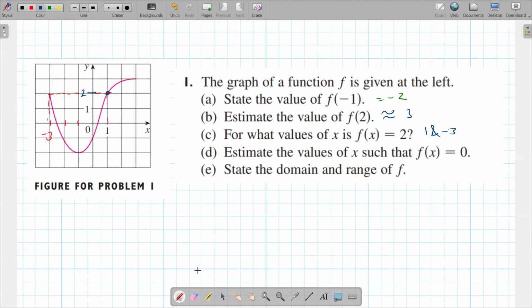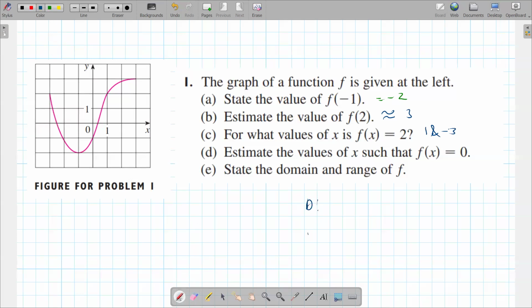D, estimate the values of x when f of x equals 0. Again, it's going to be right here, maybe 0.5. And maybe right here, maybe -2.5. Cool? E, estimate the domain and range of f.